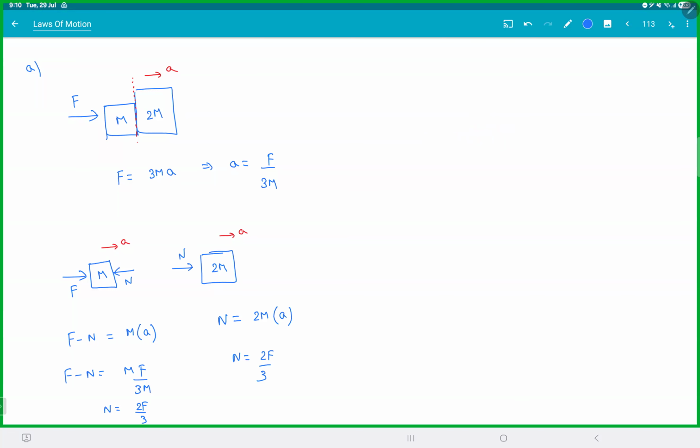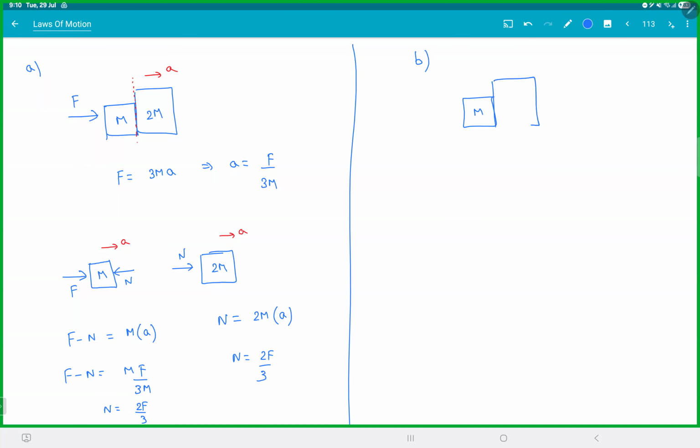See, you get the same answer. It doesn't matter which block you take. You take the left block or the right block, answer will come. For you to understand, I'm doing both of them, but normally we will just draw only one of them. Are you getting the steps? What about the second one?